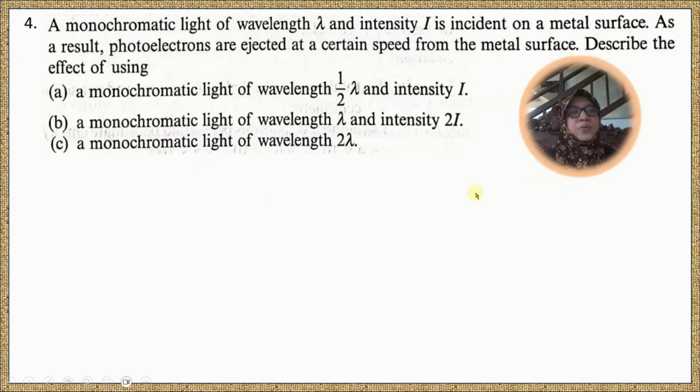Okay, now we go to question 4. A monochromatic light of wavelength lambda and intensity I is incident on a metal surface. As a result, photoelectrons are ejected at a certain speed from the metal surface. Describe the effect of using a monochromatic light of wavelength half lambda and intensity I. Okay, so we do question A first. For question A, the photoelectrons are ejected at a greater speed.